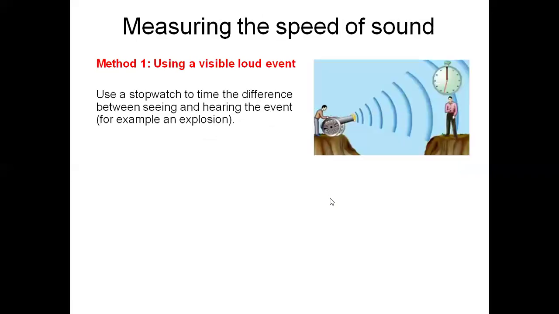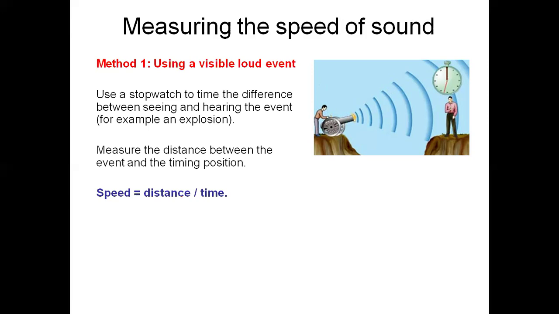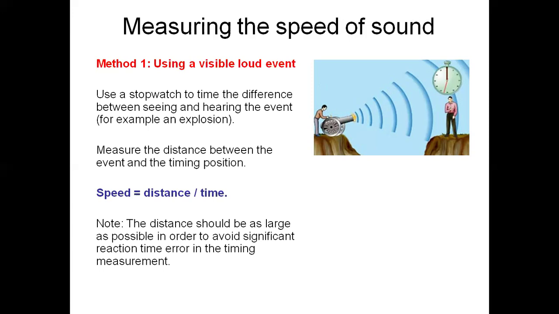Measuring the speed of sound. So now this is the famous experiment using a visible loud event. What is done in this experiment? Use a stopwatch to time the difference between seeing and hearing the event, for example, an explosion. Measure the distance between the event and the timing position. Speed is equal to distance upon time. The formula is to be used. And the distance should be as large as possible in order to avoid significant reaction time error in the timing measurement. Okay, so the distance should be large enough.